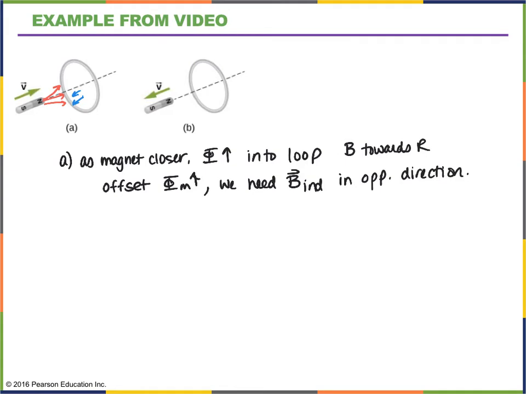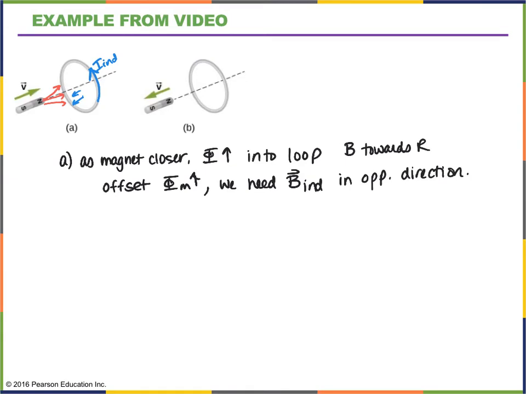If you chose this direction, this is the correct direction, because we want to offset the increasing magnetic flux by creating a magnetic field in the opposite direction. In this case, using our right-hand rule where our thumb points in the direction of the current, and within the circle of the loop, we want our fingers to be pointing more or less to the left, and that's the direction that'll give it to us.